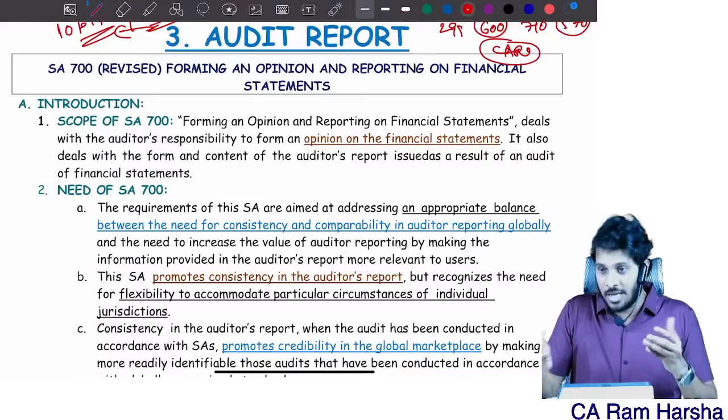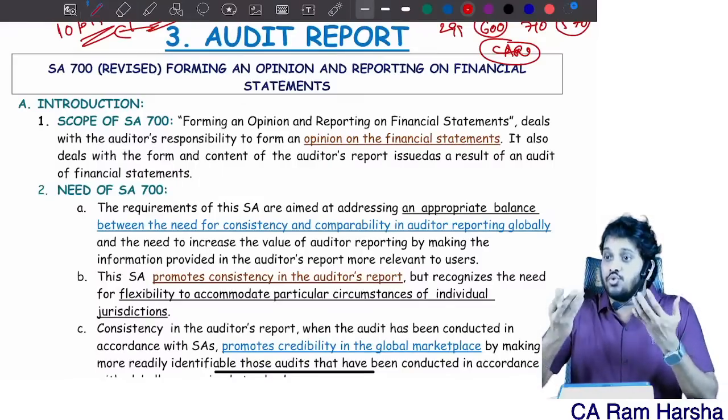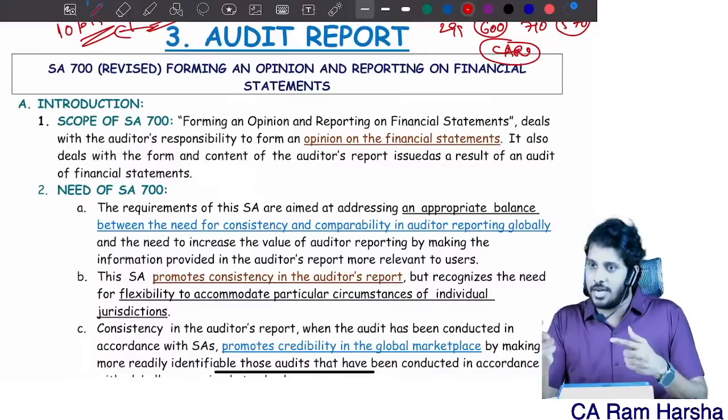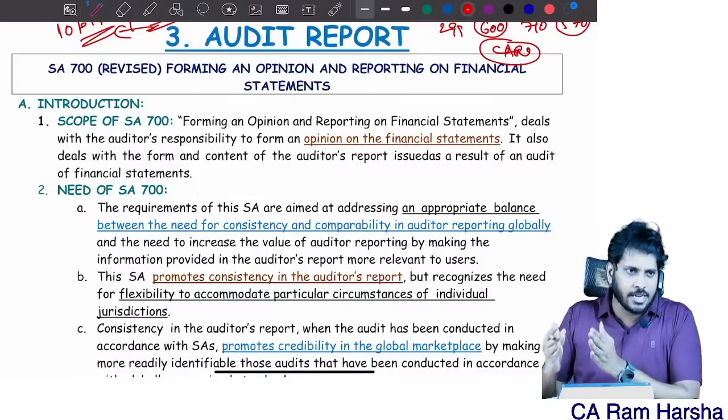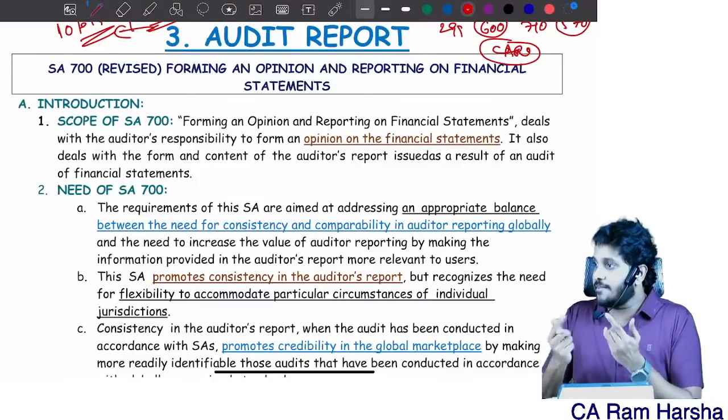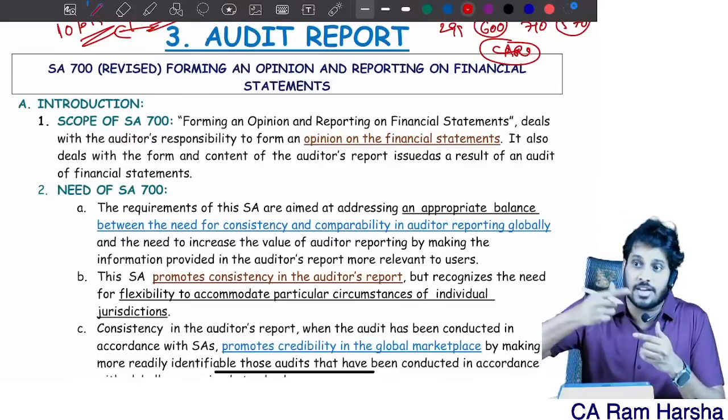All that we understood. Now the next thing in audit is what? How to do the audit. How to do the audit we'll discuss later. Once we have completed doing the audit, what should we do ultimately? We should express our assurance. We should give our assurance report.